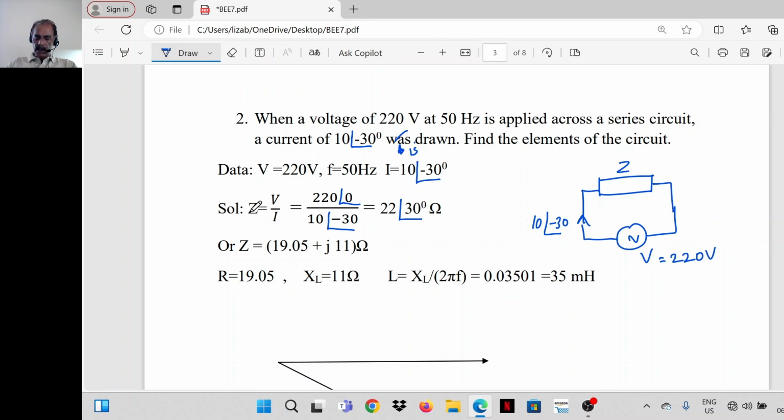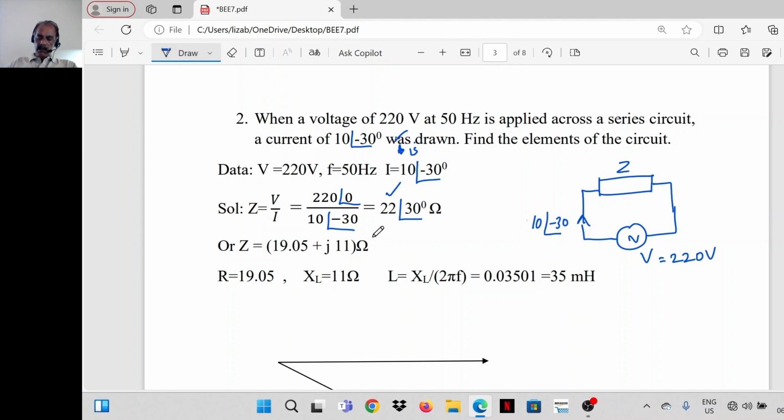So impedance is equal to V by I. V has no angle given, so I am taking it as 0, that's the reference. V divided by I, where I is 10 angle minus 30. When we divide 220 angle 0 by 10 angle minus 30, it is 220 by 10, which is 22, and the angle is 0 minus minus 30, which is plus 30. So 22 angle 30 is the impedance of the circuit.